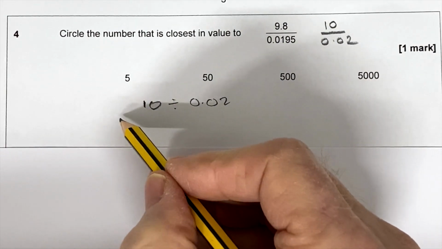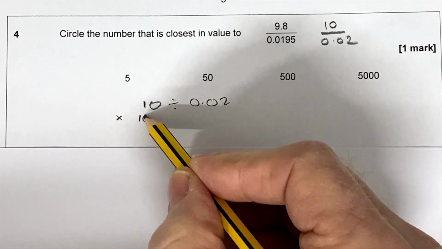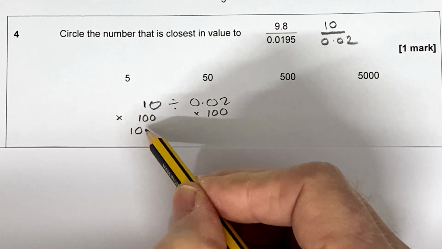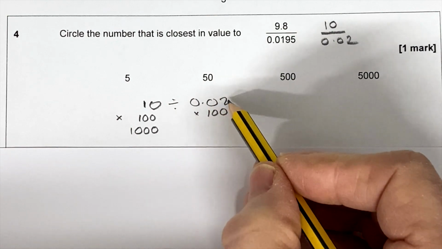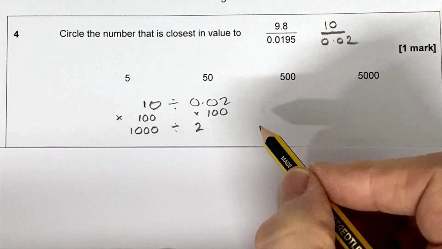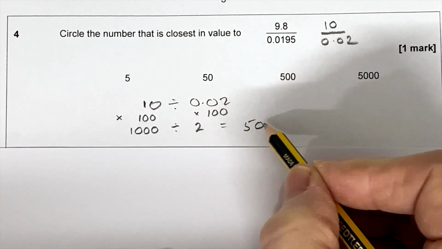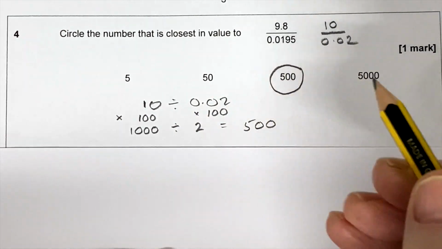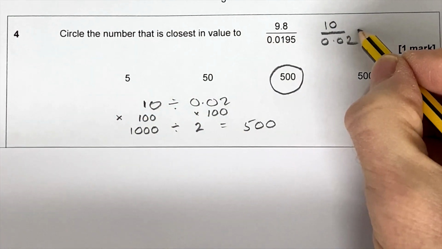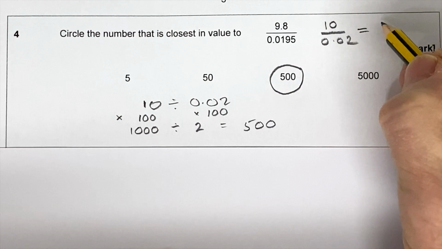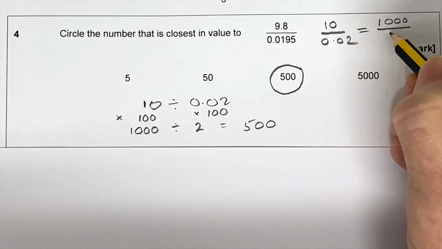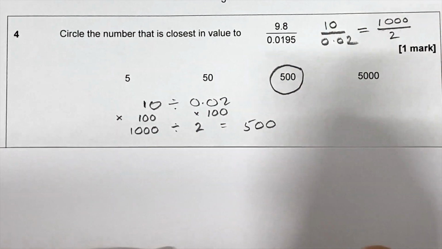What you can do is multiply both elements by 100. 10 times 100 is actually 1,000, and 0.02 times 100 is 2. And now we've got 1,000 divided by 2, and the answer to that is, of course, 500. And that is the answer. You don't have to divide back down. So long as you multiply both parts, we could do the same thing here. Multiply both parts by 100. So there's 1,000, and there's 2. So we can see it's 500.